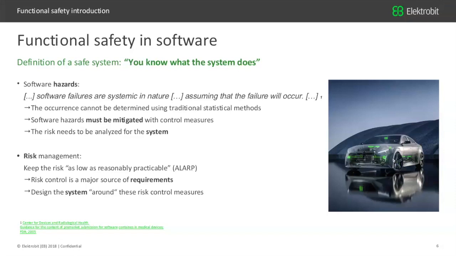So we cannot determine the occurrence with statistical methods. We cannot say, okay, software will fail over time in 5% of the cases. So we need to assume that a software fault will occur, and to actually change that or to control that, we need to have mitigation strategies, and to get to these, we need to look and analyze the whole system.